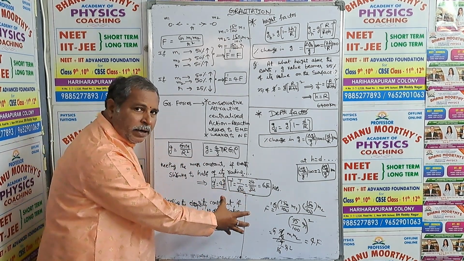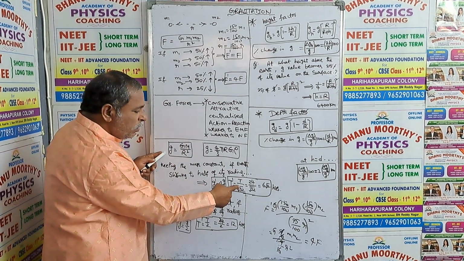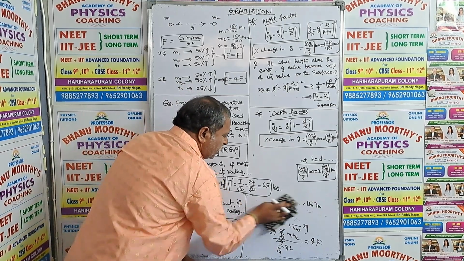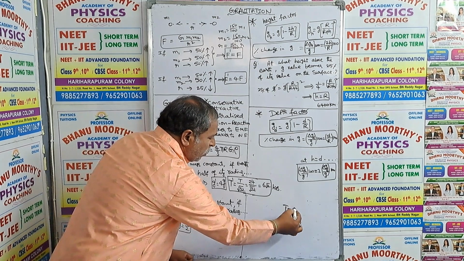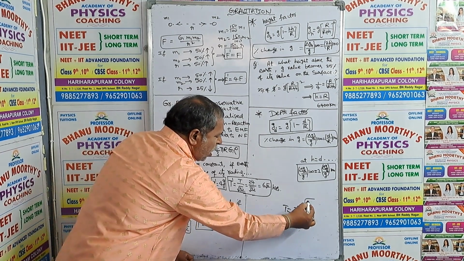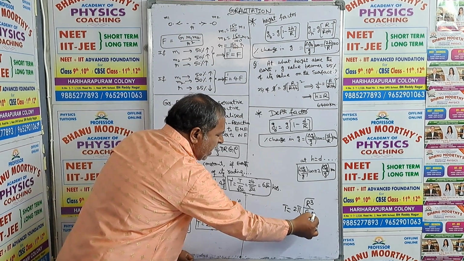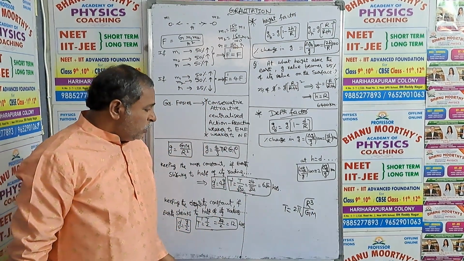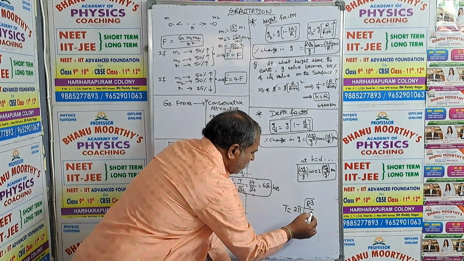What about the time period? If mass is kept constant, use the time period formula. I am writing the solution here, the time period. Be careful now. The time period formula is 2 pi under root of r cube by GM. This is the formula, my dear students. Okay, so r cube by GM, this is the formula.